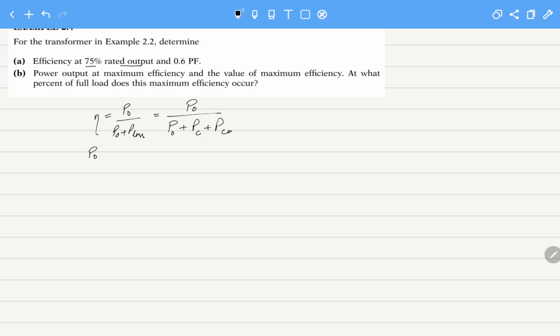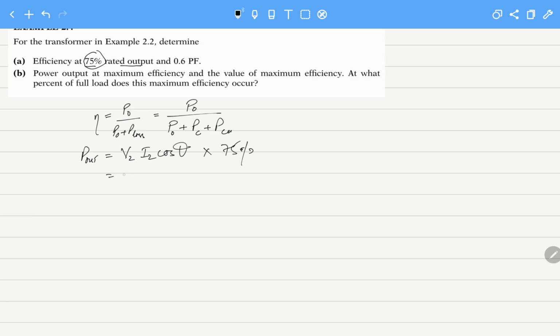Now the P output for the transformer, we can calculate as V2 I2 cos theta. This will give us the total output power of the transformer. But this is the maximum rated output, and in our case it is 75% of the rated output, so P out will be multiplied by 75%.